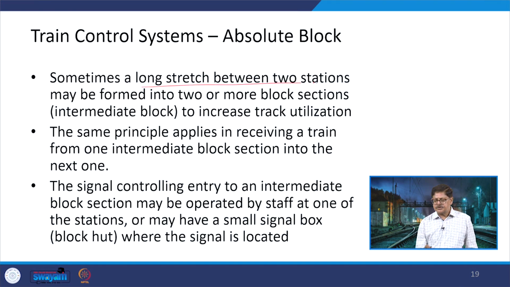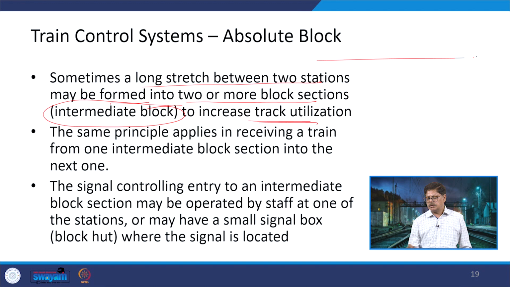Sometimes a long stretch between the two stations may be formed into two or more block sections, and these two or more block sections, as they are being created, are usually defined as intermediate blocks, and this creation of intermediate blocks helps in increasing the track utilization.